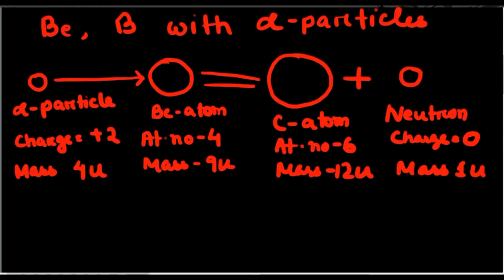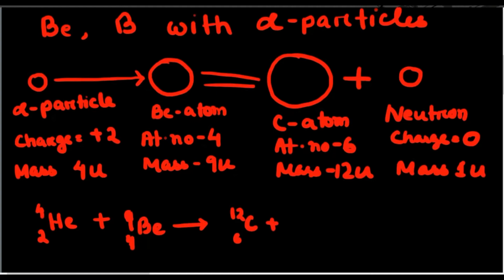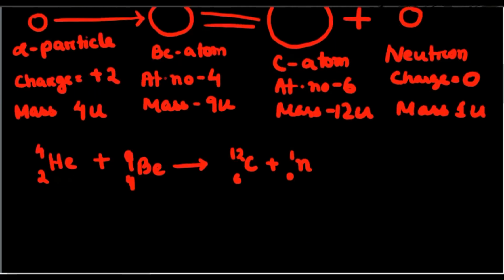So if we put this whole experiment in terms of an equation, we get 4 helium. So these alpha particles are nothing but helium atoms plus 9 beryllium gives us 12 carbon plus 1 neutron. So this is the equation.